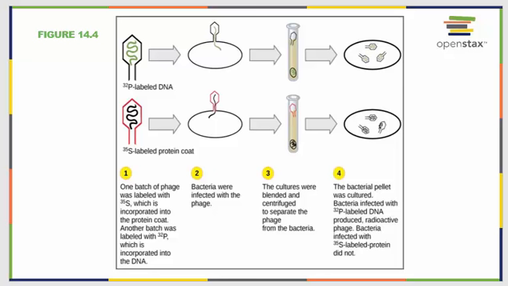completed by two individuals, Hershey and Chase. In Hershey and Chase's experiments, bacteria were infected with a phage, or a virus that only infects bacteria, that had been radiolabeled with either S35, which labels protein, or P32, which labels DNA. Only P32 entered into the bacterial cells, indicating that DNA was the genetic material.